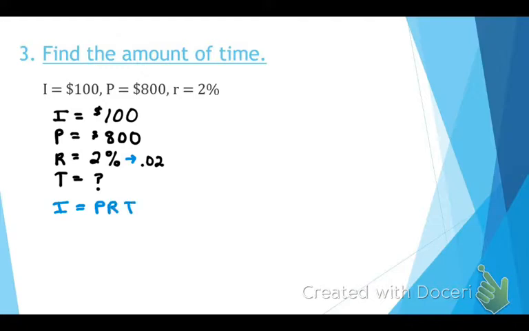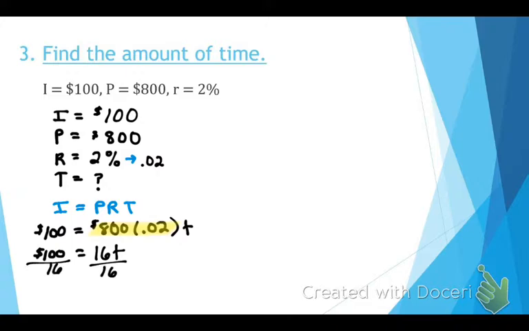I equals P times R times T. Now, once again, you're just starting to plug things in. $100 equals $800 times the rate, which is 0.02, times the time. So $100, what is 800? Because we can multiply those two together. What is 800 times 0.02? 16t. Get t by itself, so you divide by 16. And what do you get? 6.25.